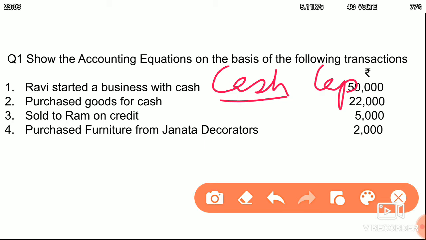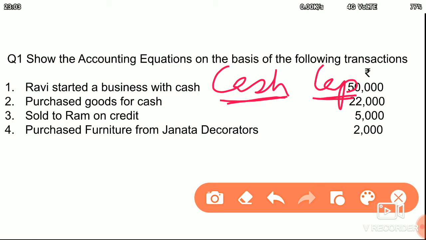On the other hand, the other account that will get affected will be the capital account, because Ravi is the owner, he brings capital into the business. So 50,000 rupees capital will also increase. So the two accounts will be the cash account and the capital account. So next, what we do is, with the pencil, we write the cash account and the capital account next to the transaction or on top of the transaction. Okay, let me show you the next transaction.